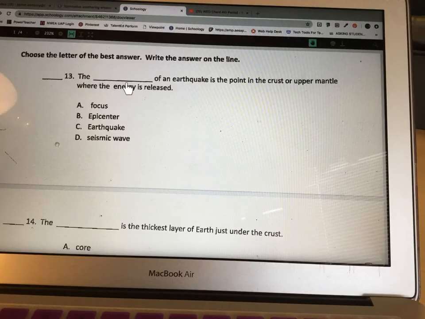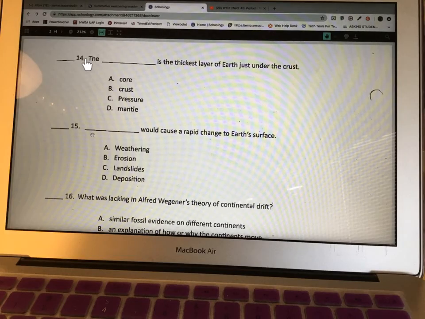Number 13. The blank of an earthquake is the point in the crust or upper mantle where the energy is released. Focus, epicenter, earthquake, seismic wave. The blank is the thickest layer of the earth just under the crust. Core, crust, pressure, mantle.